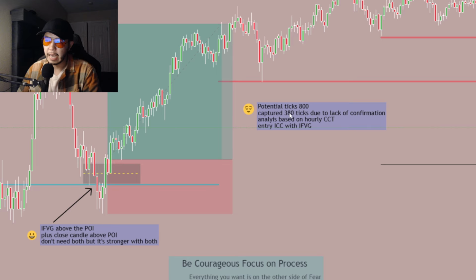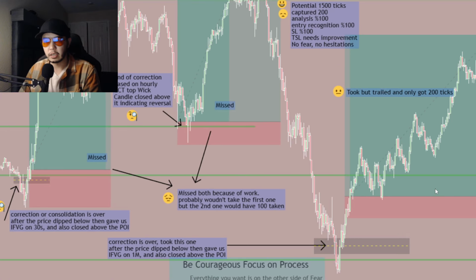Potential 800 ticks, captured 380 due to lack of confirmation. Analysis based on hourly CCT, intra CCT with inverse fair value gap, inverse fair value gap above the POI plus close candle above POI. Don't need both, but it's stronger with both. And this was a good trade, obviously. And then you go check the next one, and you just go through it. Well, if I missed, you just write down missed, and if it didn't work, why it didn't work out. End of correction based on hourly CCT top wick, candle close above it indicating reversal, and I didn't take it, of course. And then you write down what the potential was for the day.